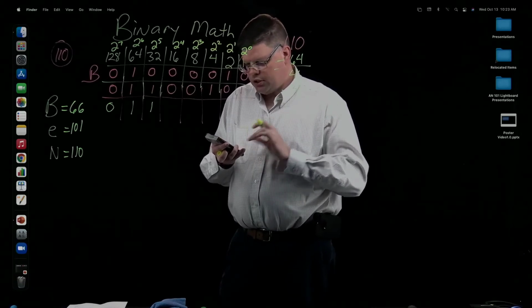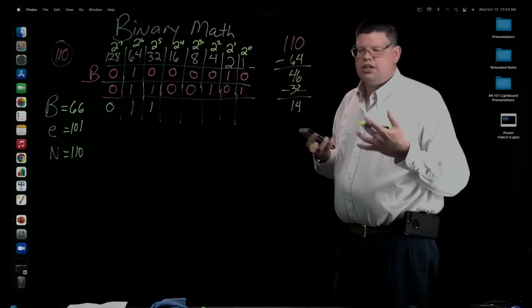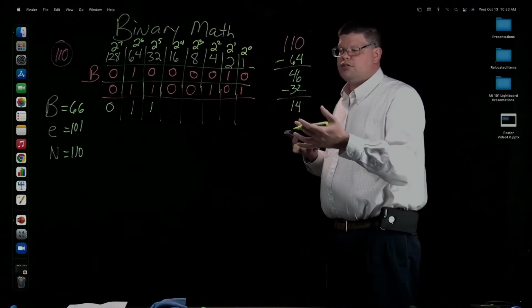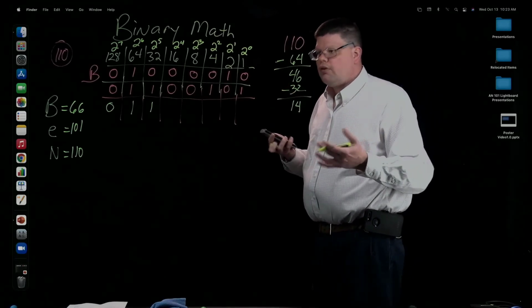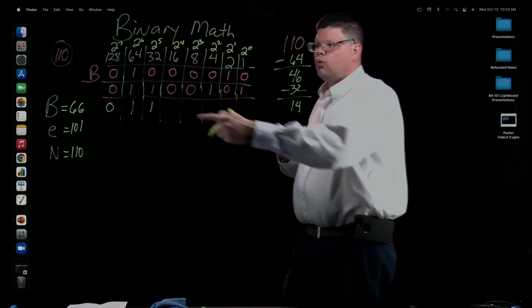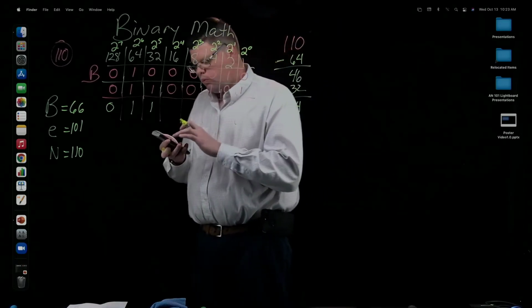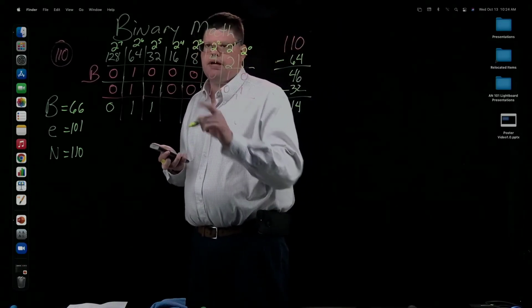46 minus 32 leaves us with 14. If you do this enough, what you're going to see is, oh, I can do 14. I'll just put a 1 here, 1 here, and 1 here. Can you do that? Yes, you can. So if you've got to that point where you can actually see 14, then that is one way you can actually speed up your binary math problem.